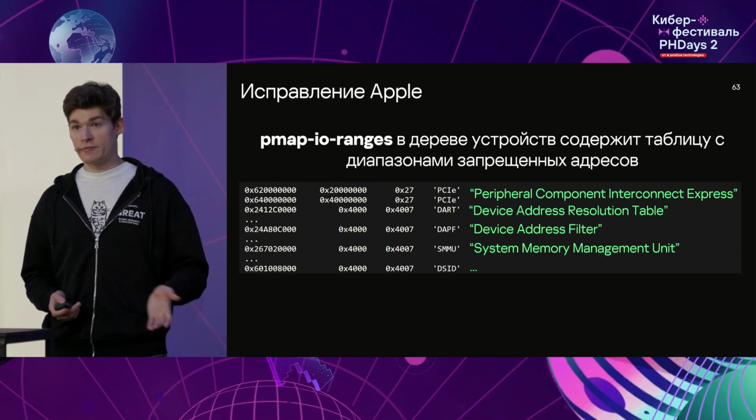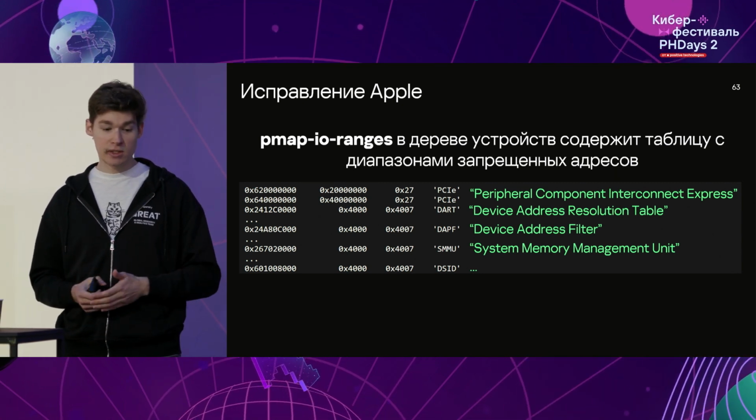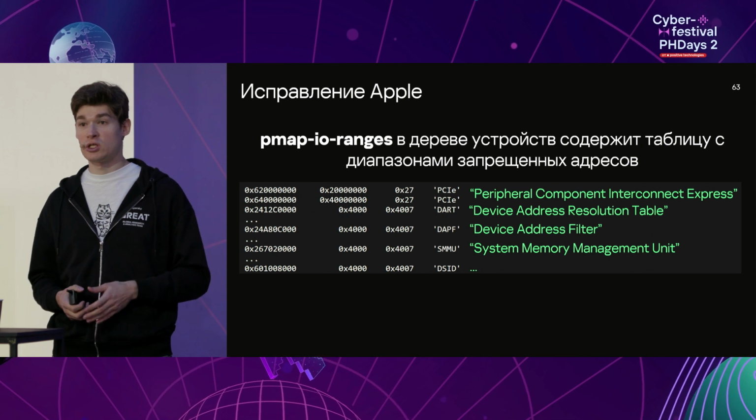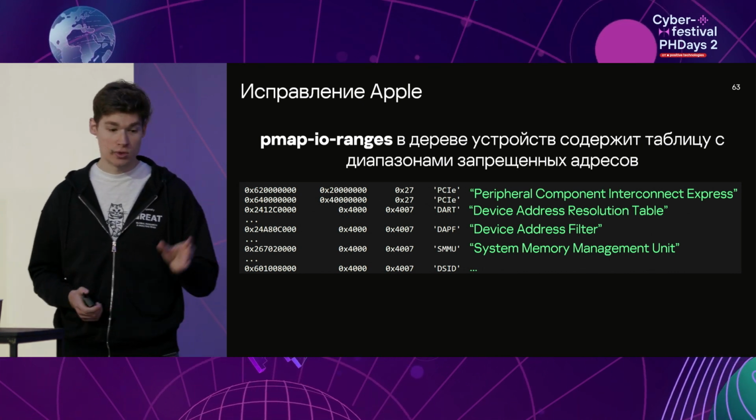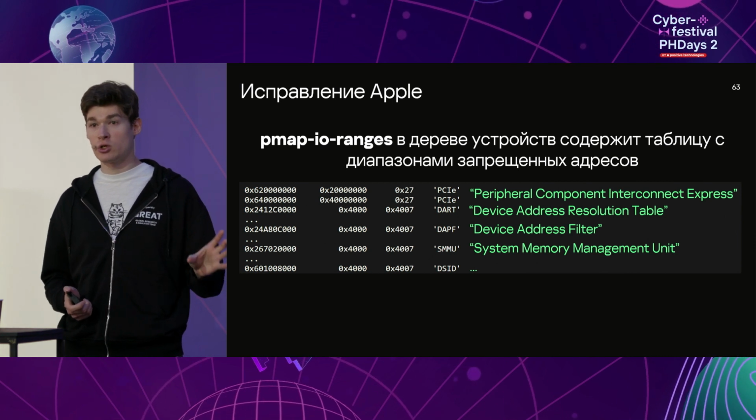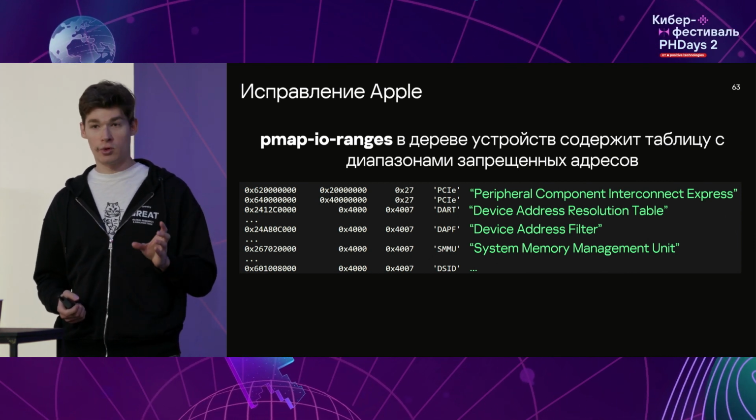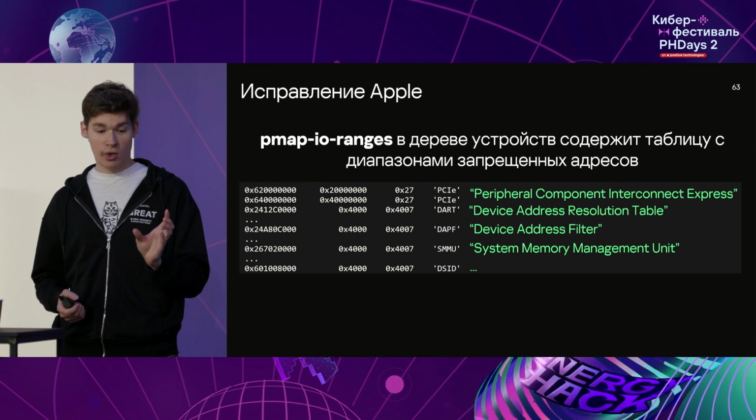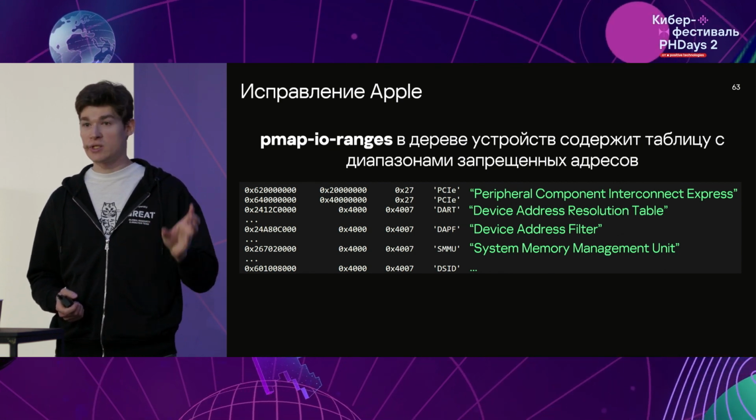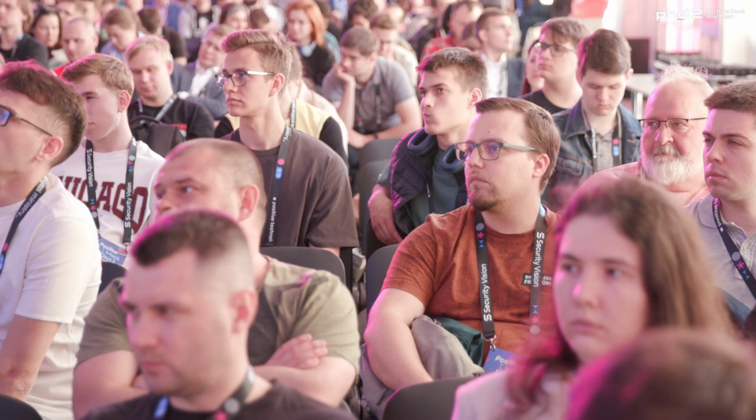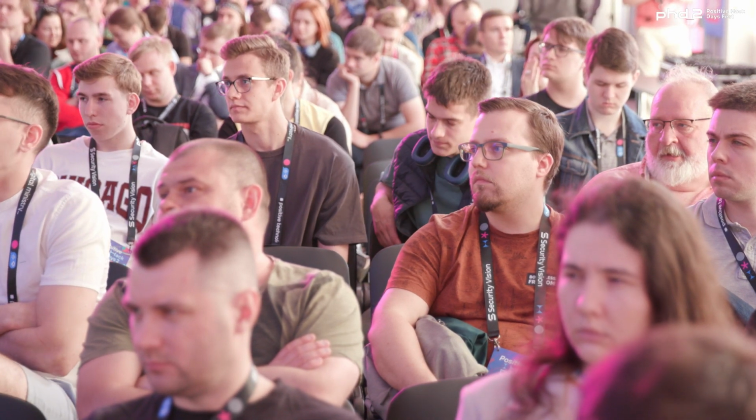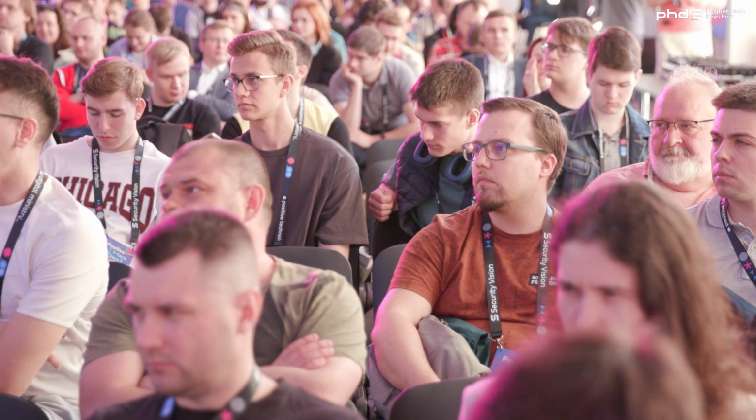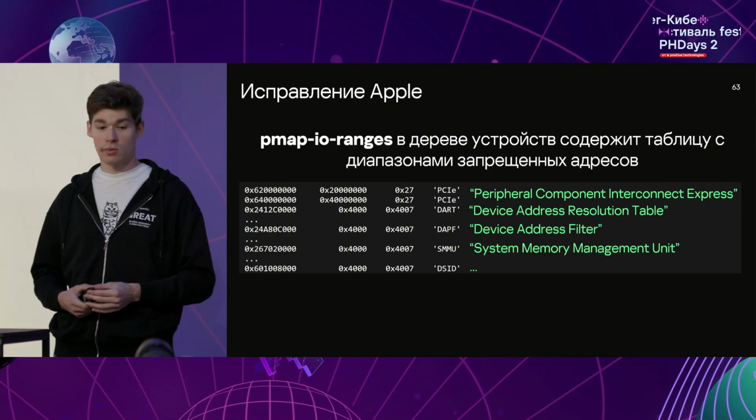And interesting how Apple fixed this vulnerability. Within the device, there's a table that describes all prohibited address areas, and here's how it looks. The address, the size, the type, and the tag. The tag is not used anywhere. That's just a comment of what that is and why it's blocked.